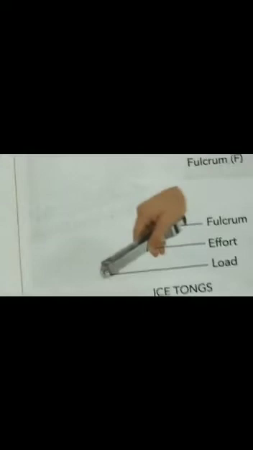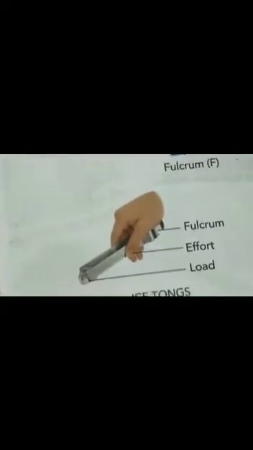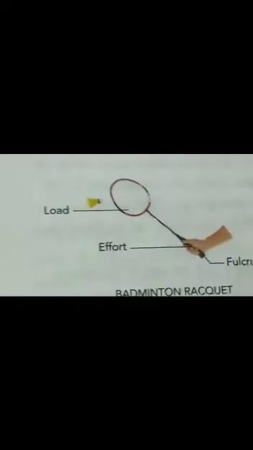See the ice tongs or the badminton racket. So you can see where the effort is between the fulcrum and the load. Here also the same thing happens. So this is an example of a third class lever.